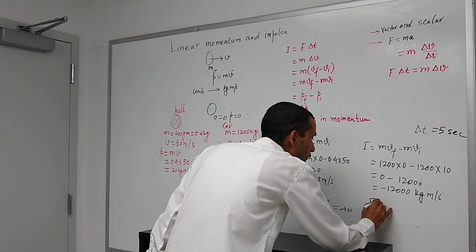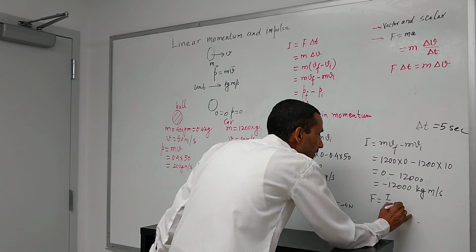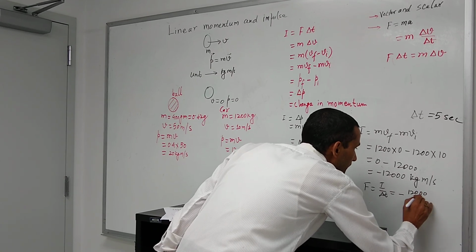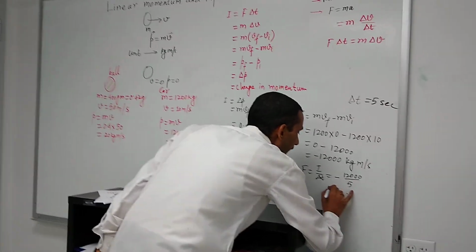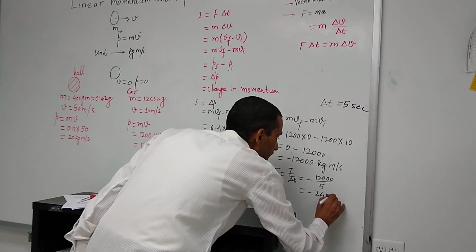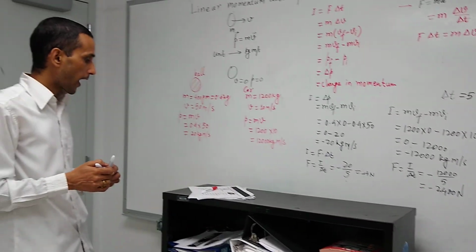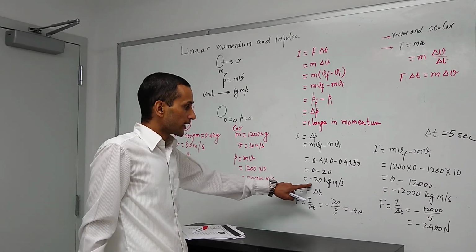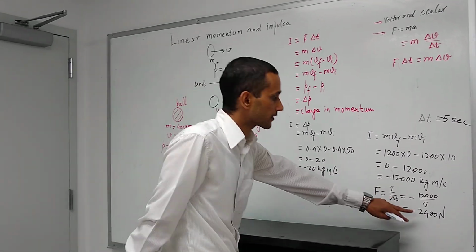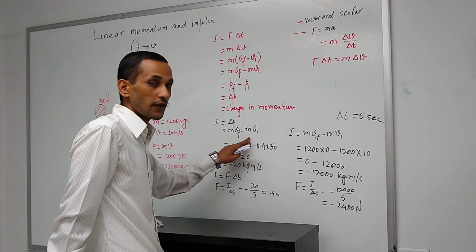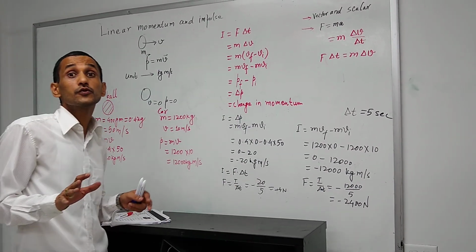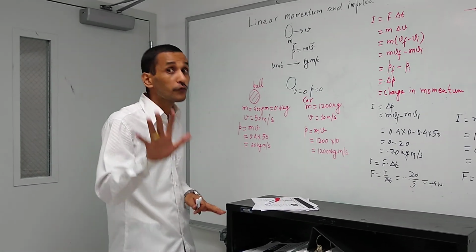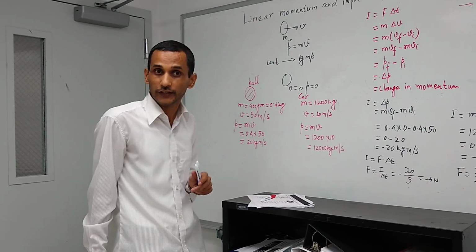If I calculate force, which is impulse divided by the time during which force is applied, that is negative 12,000 divided by 5, which is 2400 Newton. So in this case, I have to apply 2400 Newton force to stop this car. For the ball, I need just 4 Newton force to stop it, but for this car, which is moving slower than the soccer ball, I need 2400 Newton, which is way more. So it means the higher the momentum, the more force we need to stop it. I already told you this.